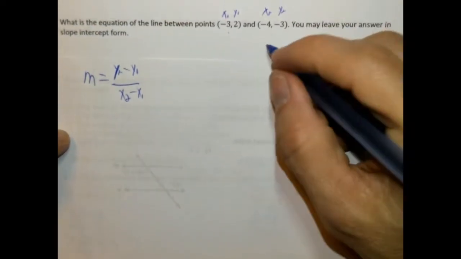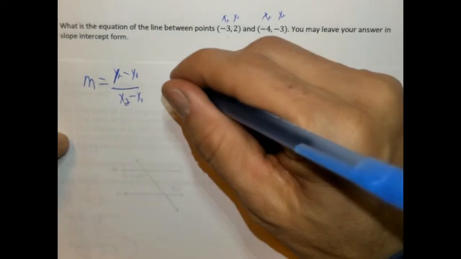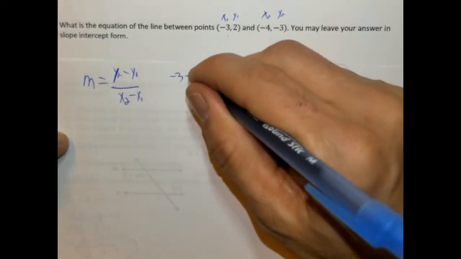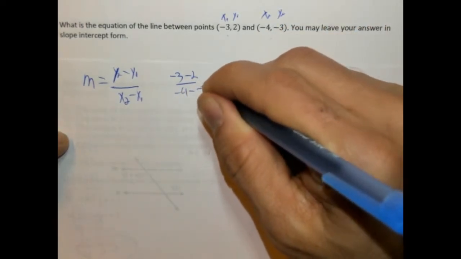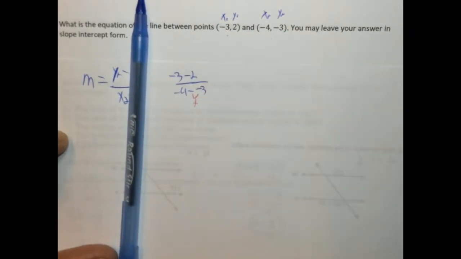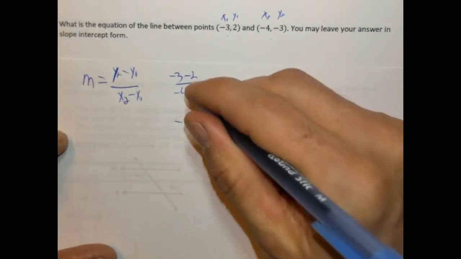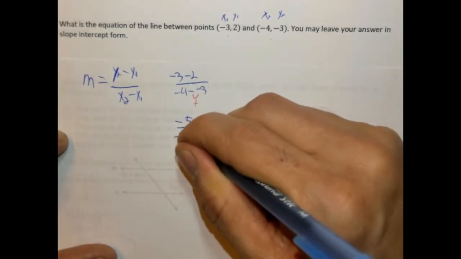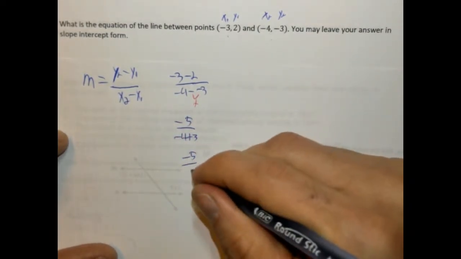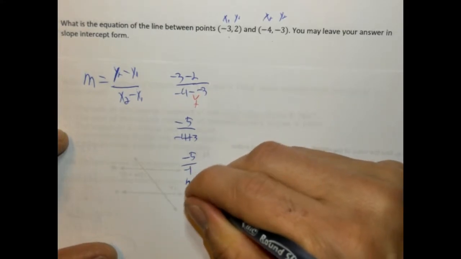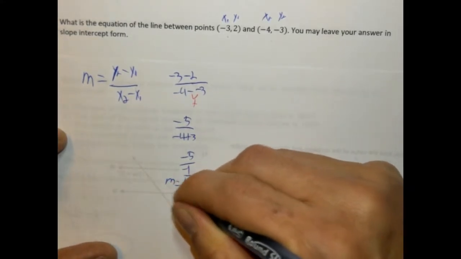Right here. So negative 3 minus 2 over negative 4 minus negative 3. Be careful, there's a double negative here, and that's going to change into plus. So negative 3 minus 2 is negative 5, and then negative 4 plus 3 is negative 1. So negative 5 over negative 1 is 5. So our rate of change is 5.